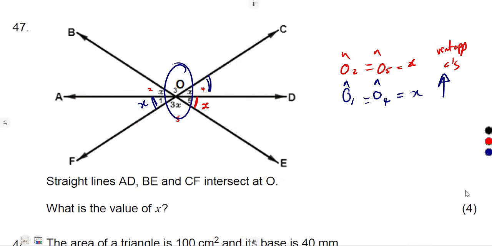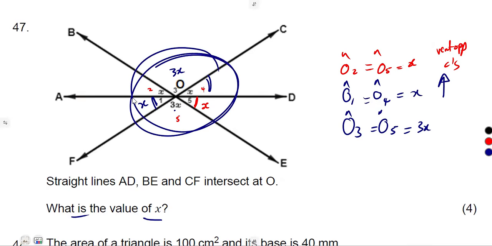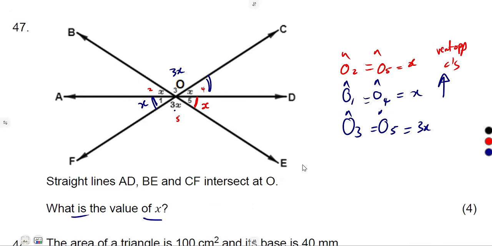Then O3 and what? O5. Angle O3 and O5 are also vertically opposite angles, guys, which is what? 3x. This is 3x, so this is also 3x. We are just understanding what we are given from the information. But the question is, what is the size of x? So to find x, guys, we have got all the angles which are at a point.